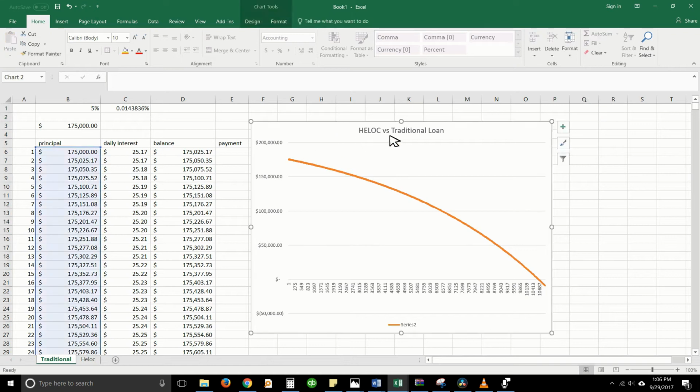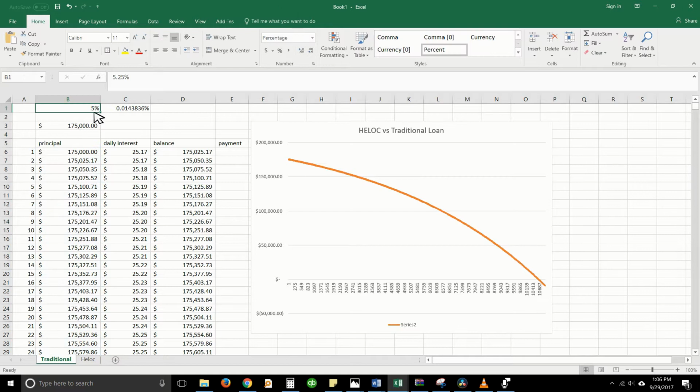Showing a HELOC versus a traditional loan. So right now you're on a traditional loan that's at about 5.25%, and this is your daily interest charged. Your loan amount would be like $175,000 towards your house. This is your principal, daily interest, and your balance.